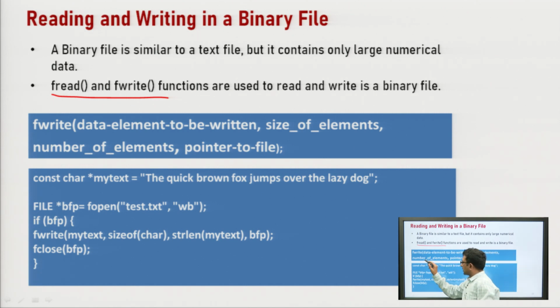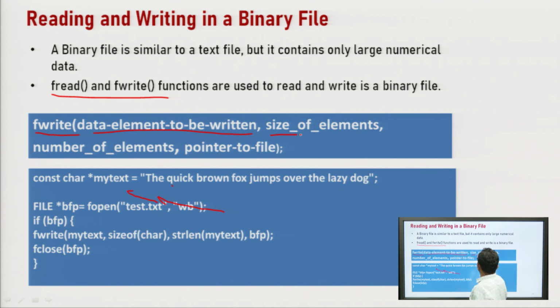So, see the fwrite function. This function is used to write something into a binary file, and the modes we have already discussed. For reading mode it is rb, for writing mode it is wb, and so on. I already discussed that in our previous slide. Now, if you want to write something, we call the fwrite function. This fwrite function has 4 arguments. Just see what those arguments are. First is the data element to be written, whatever text or numerical data you want to write into the file. That pointer variable will be passed here.